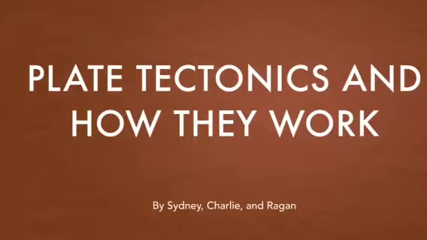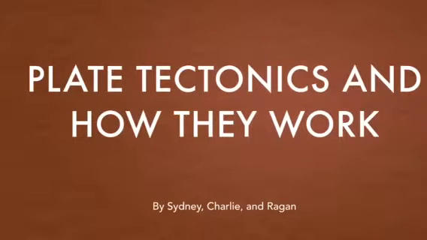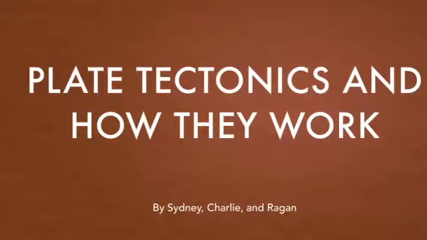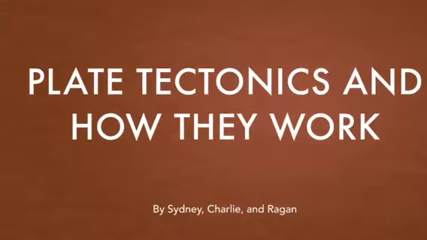Alfred Wegener was the one who first proposed the idea of continental drift. He was a climatologist and geophysicist from Germany. In 1912, he published a book called The Origin of Continents and Oceans. He proposed the idea of Pangaea.